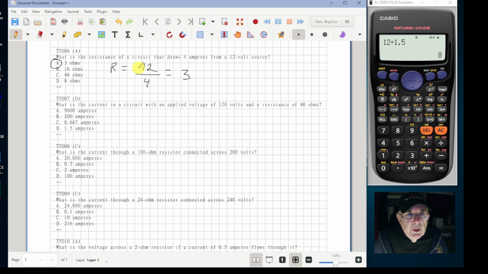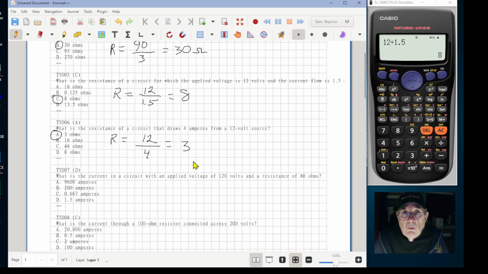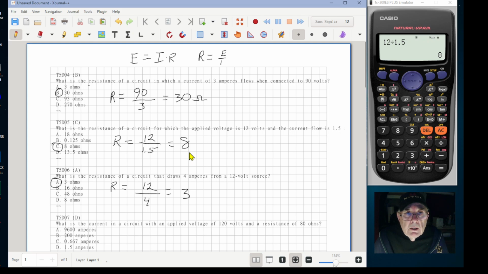Okay, what is the current in a circuit with voltage and resistance? So again, we need to get the current one, and I've already done that up here at the top. No, I didn't. Okay, so if I want the current isolated here, so I is on one side, everything else, divide both sides by R. So I then is equal to E over R.